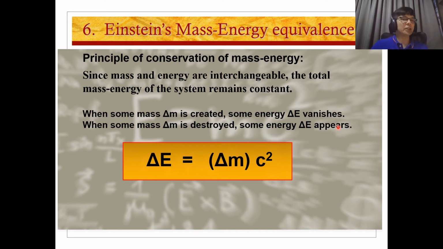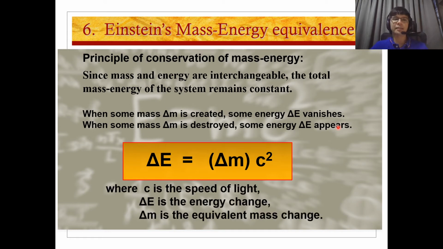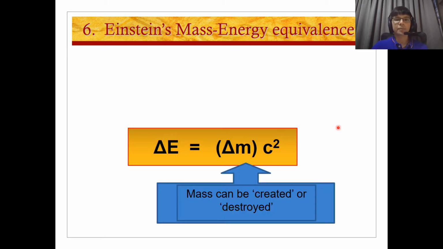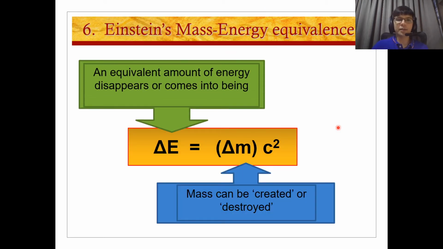Of course, the units for energy and mass are not consistent, right? So we can't just say mass changes into energy. So the equation has an additional constant term, c squared, where c is the speed of light. Of course, Einstein later on generalized this to take into account any object with mass, right? So breaking this equation down, let's recap a little bit. Mass can be created or destroyed, and that's taken into account with delta m over here. And delta E will be the equivalent amount of energy that would disappear or come into being because of that mass being created or destroyed.